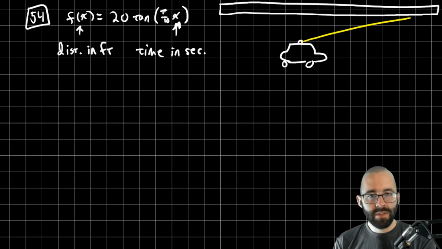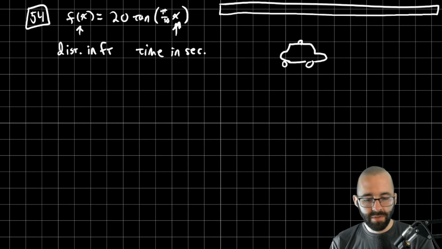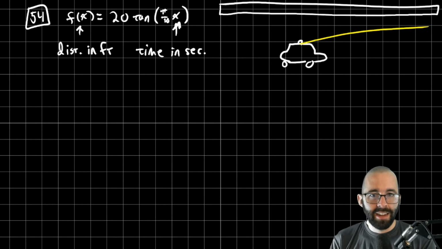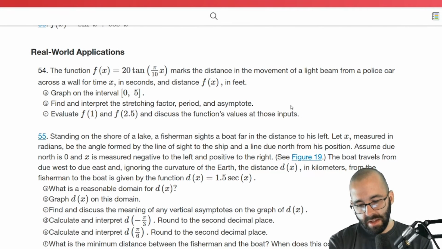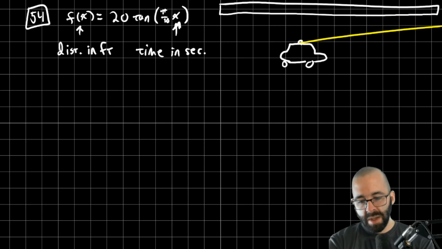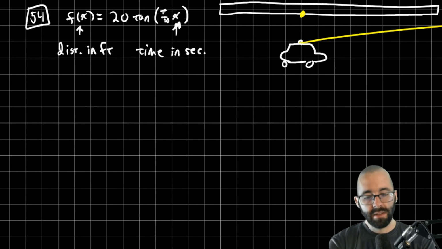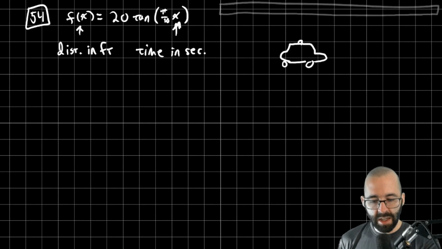And as time goes on, assuming that light can go infinitely far, and which I'm pretty sure it can, and the Earth is flat, which I'm pretty sure it isn't, but if we assume that, then this distance, right? Specifically, what is this distance? The distance in the movement of a light beam from a police car across the wall. So basically it just means what is the distance from where the light hits to this point. Okay, that's kind of what's being illustrated here.